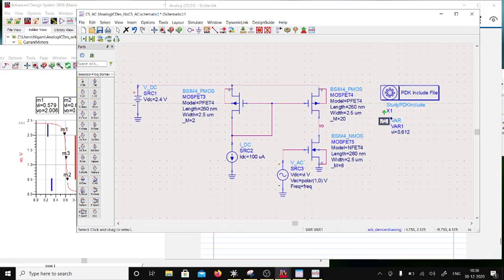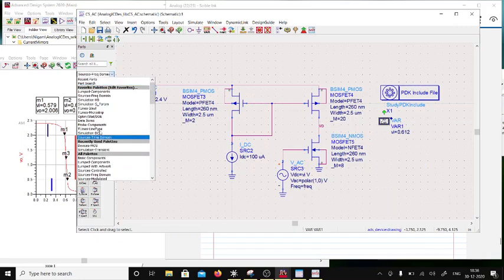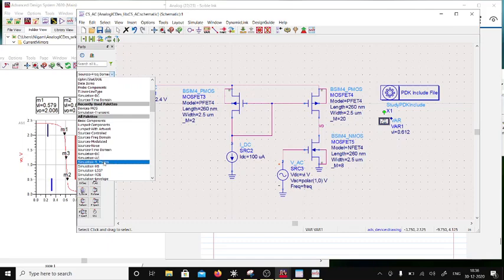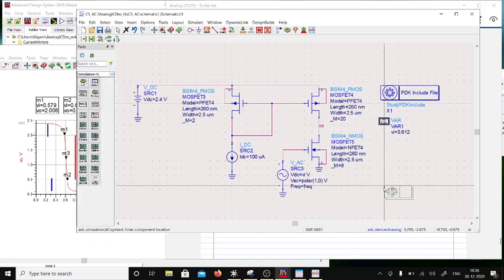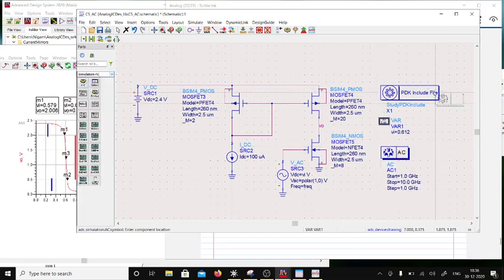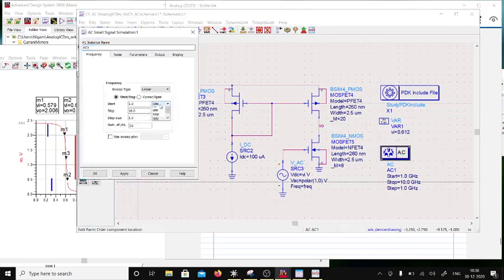So now I'm going to do the AC analysis, simulation AC. When I do simulation AC over here, I can go from 0, or not 0, 1 hertz. Let's say 1 hertz to 10 gigahertz, and I will do a log sweep with 80 points per decade.